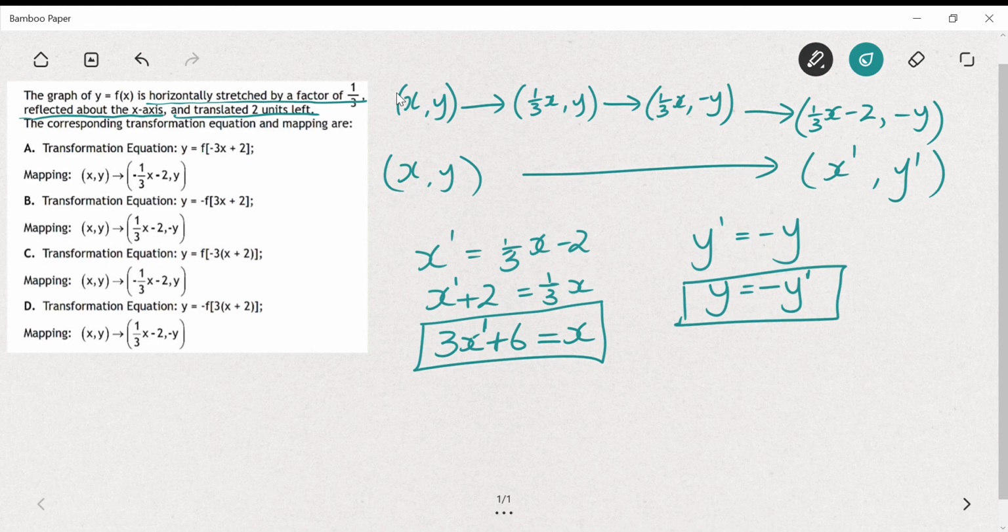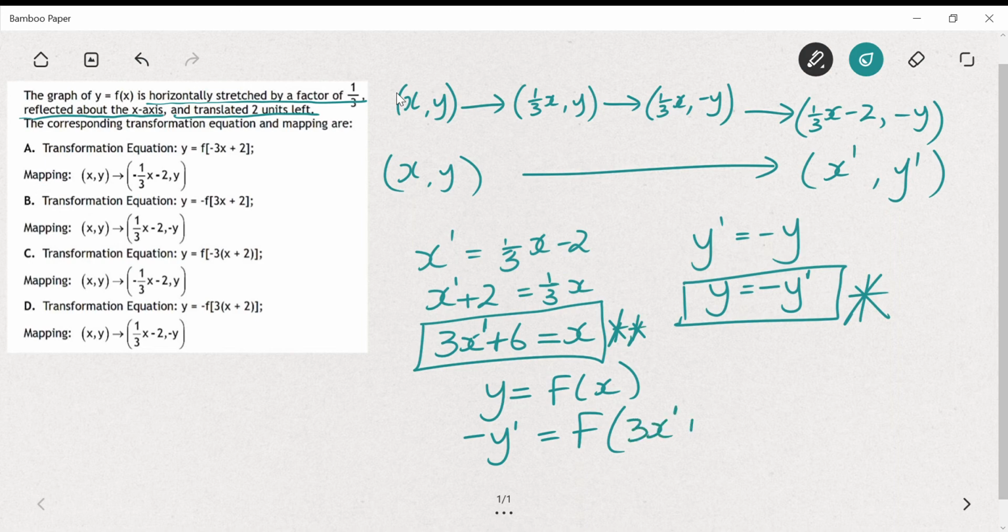And now we go back to our original function, which is y equals f of x. So y equals f of x originally. And we know that y is minus y prime because that's what we found here. And we know that x from this is 3x prime plus 6. So that means that y prime is actually minus of f of 3x prime plus 6.